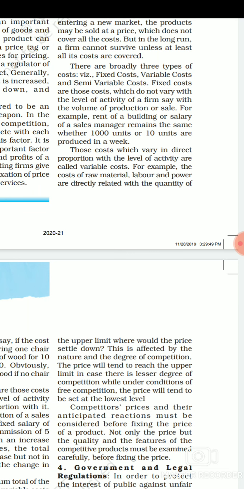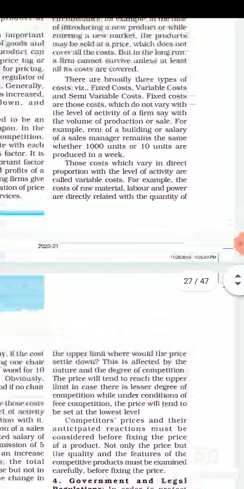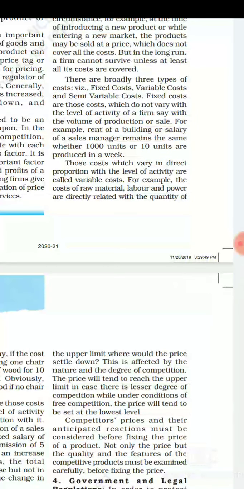cost. Now the variable cost basically says all those kind of costs which are variable, which change according to the change in the production unit or selling unit. If there is a change in production units or selling units and some cost changes, that cost is called as variable cost.